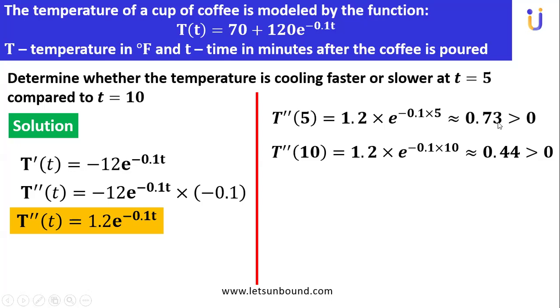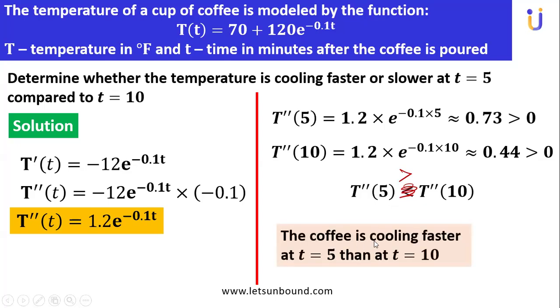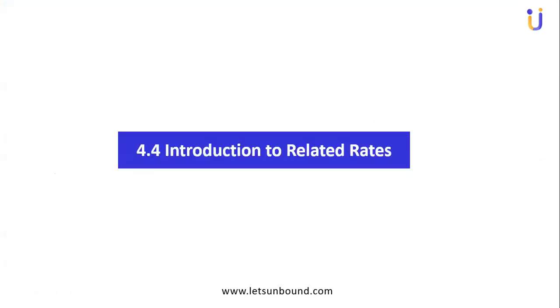Let me compare the numerical values. T double dash of 5 is greater than T double dash of 10. So we can interpret that the coffee is cooling faster at t equal to 5 than at t equal to 10. So greater means faster cooling, lesser means slower cooling. That's what we can interpret from the comparison over here, right?